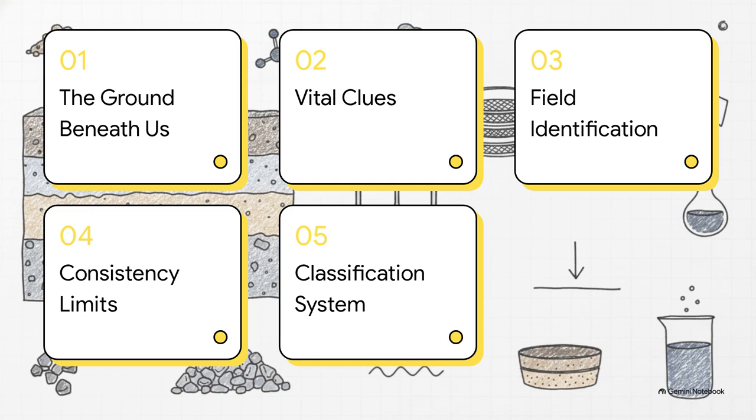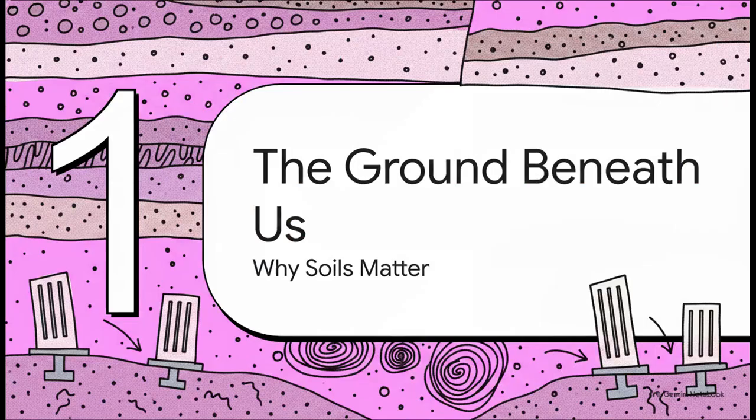Here's our methodology for the explainer. We'll cover 1. The ground beneath us. 2. Vital clues through index properties. 3. Hands-on field identification. 4. Shrinkage and consistency limits. And finally, 5. The engineering classification system. So, starting with Section 1, the ground beneath us, why soil classification matters.